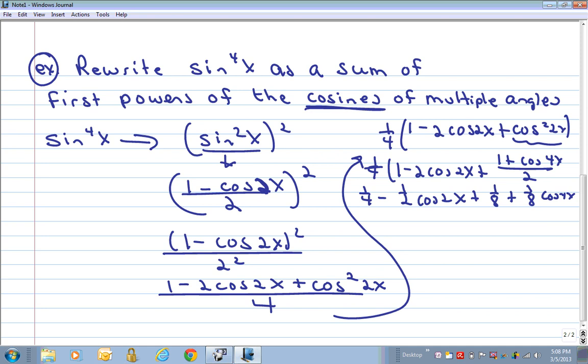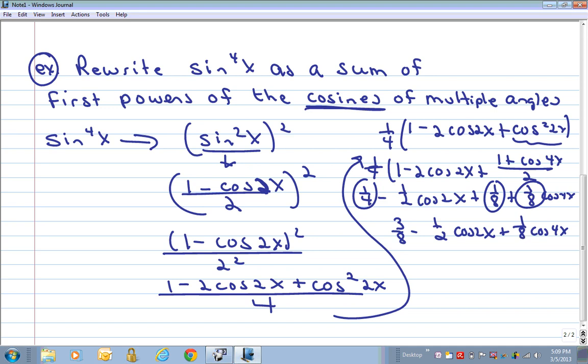So now we're going to combine like terms. We have a 1/4 and we have a 1/8. So a 1/4 and 1/8 gives me 3/8, minus 1/2 cosine 2x plus, oops, not that 1/8, we wanted that 1/8, plus 1/8 cosine 4x.